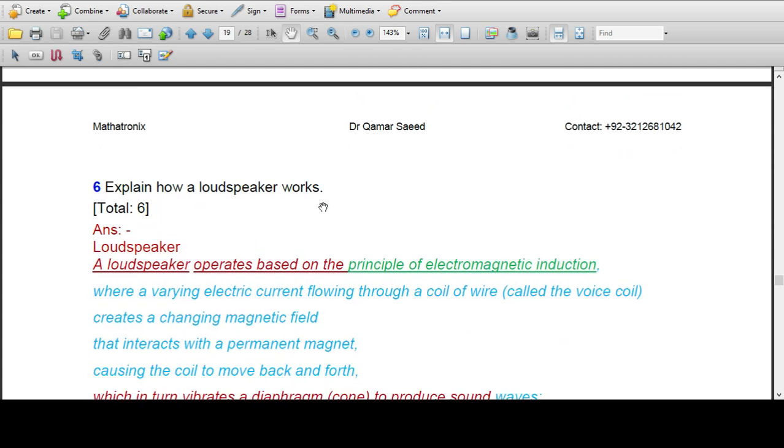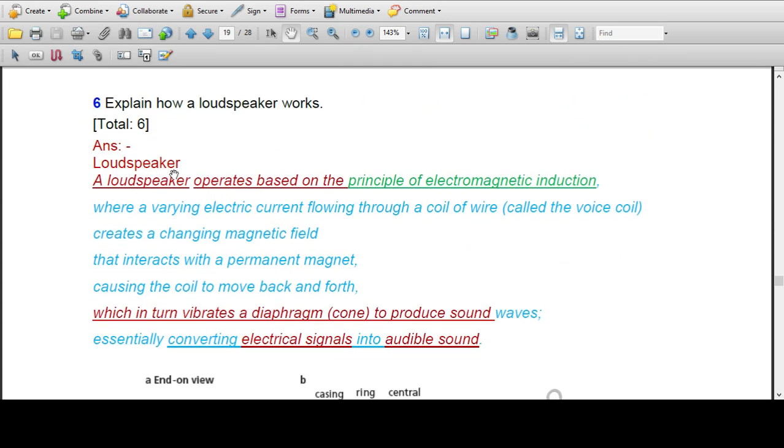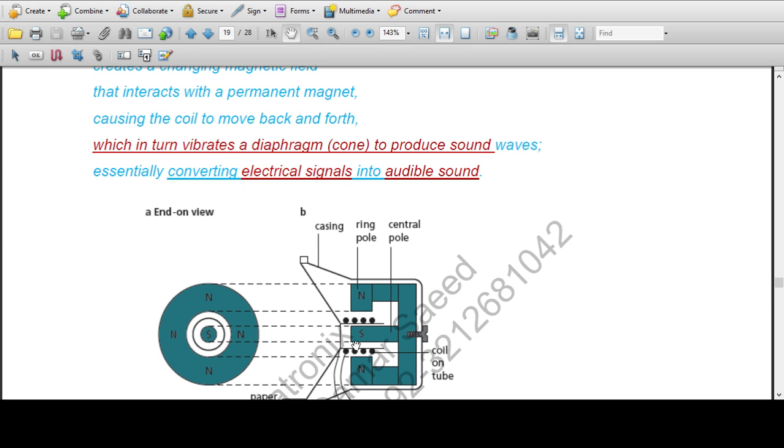Explain how a loudspeaker works. Loudspeaker, we already discussed it. It works on the principle of electromagnetic induction. A varying electromagnetic field inside this voice coil varies. As a result, this pushes it back and forth, and as a result, this cone vibrates. And in this way, an electrical signal is converted into an audible voice signal, and it works on the principle of electromagnetic induction.